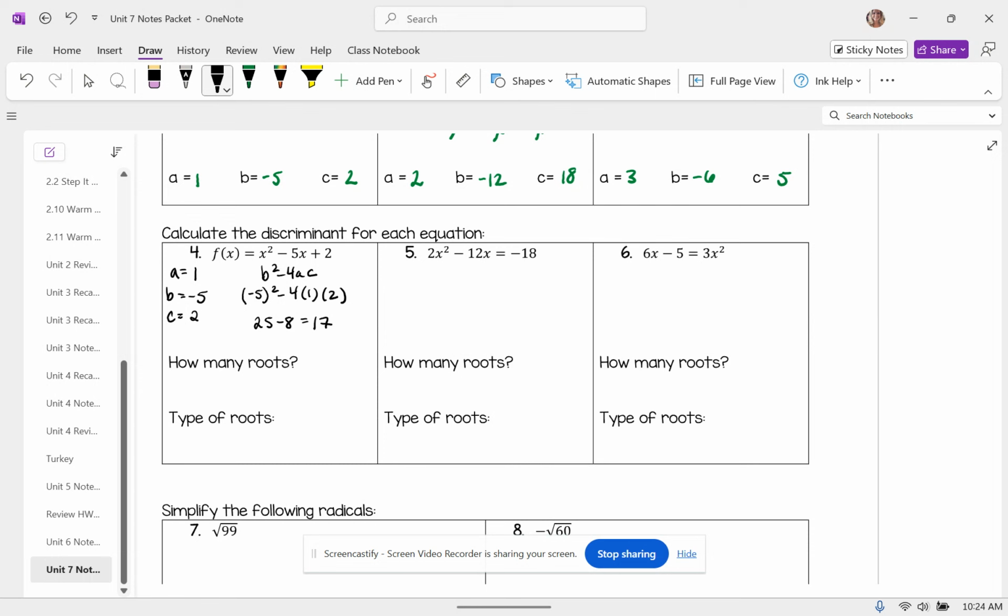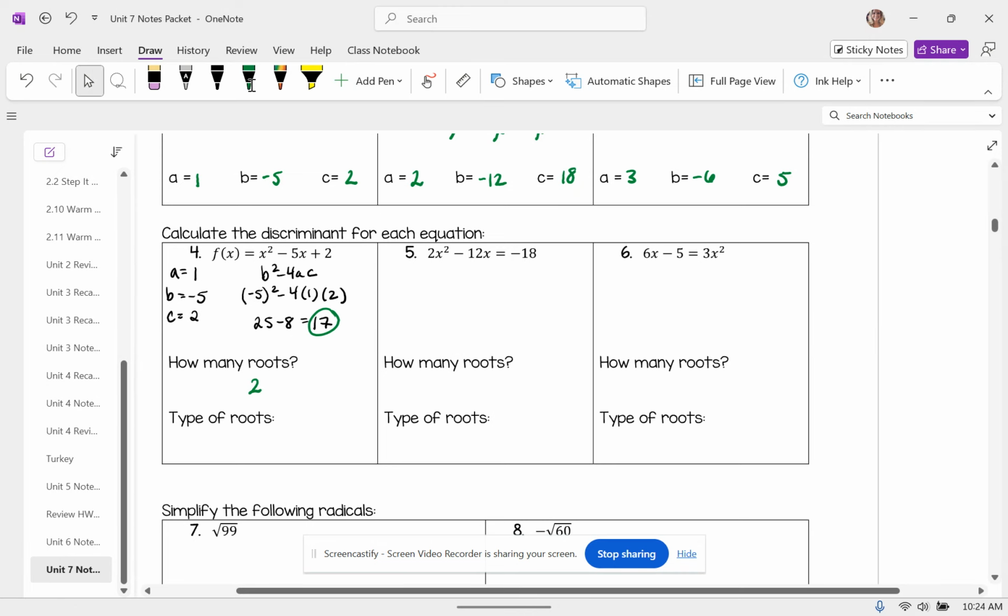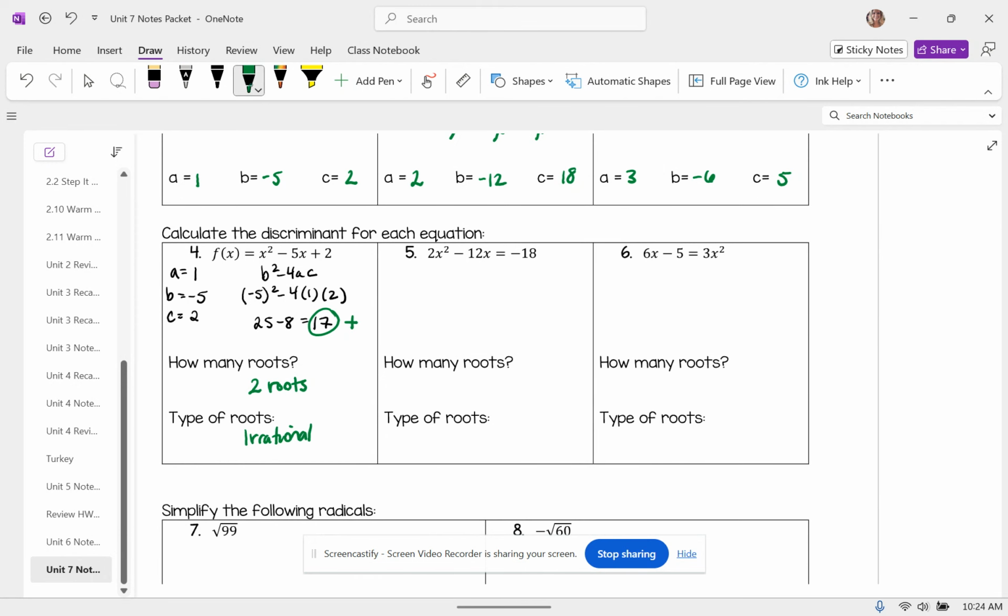Okay, so now let's try to see how many roots there would be. Is 17 a perfect square? It's not. So we would say that there are 2 roots because the discriminant is positive, and then the type of roots will be irrational because 17 is not a perfect square. Okay? Let's do question number 5.